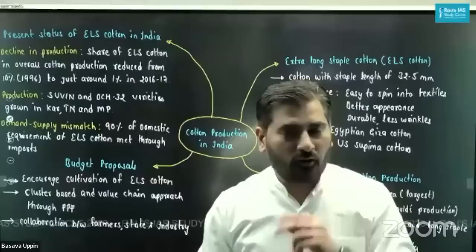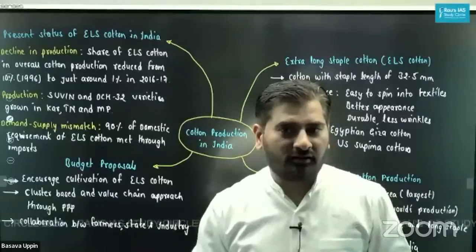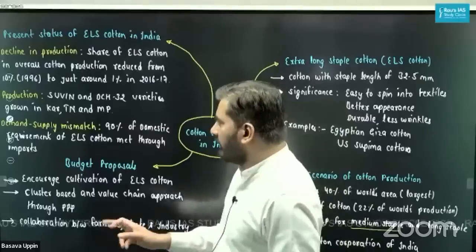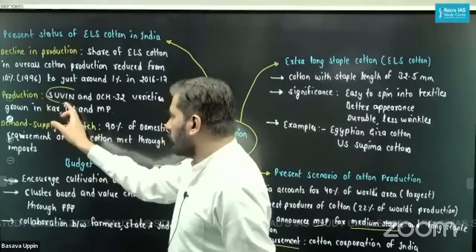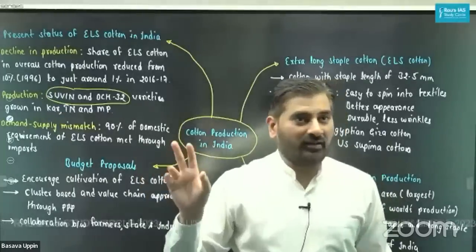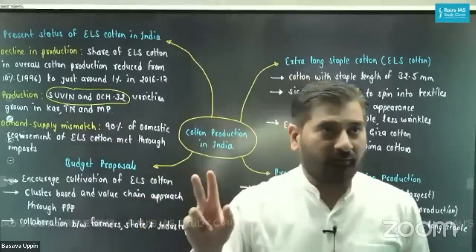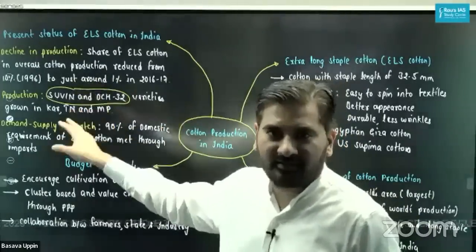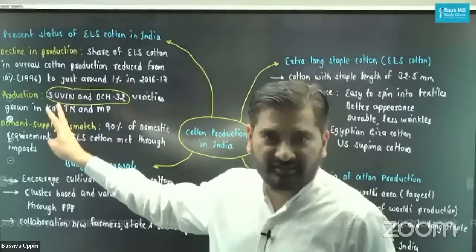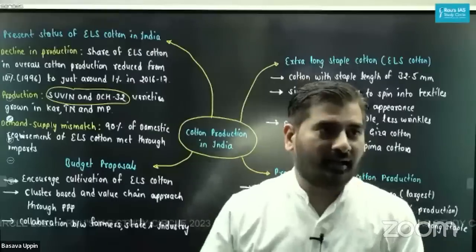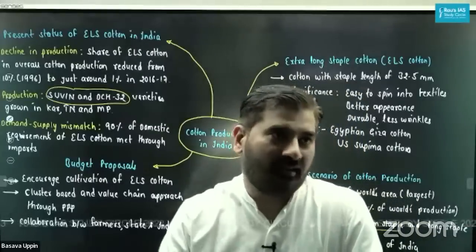Right now, there are two dominant varieties of extra long staple cotton grown in India. Please remember the names: Suvin and DCH32. Important from the perspective of prelims. Apart from that, please look at the states where we are growing extra long staple cotton. There are only 3 states: Karnataka, Tamil Nadu, and Madhya Pradesh.